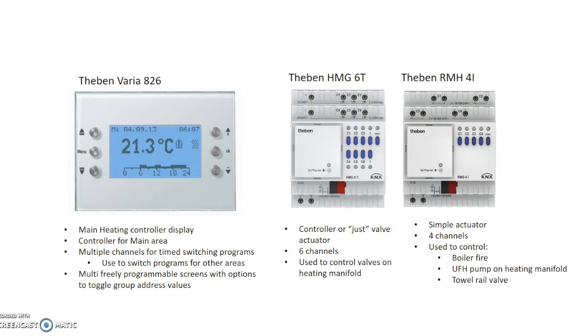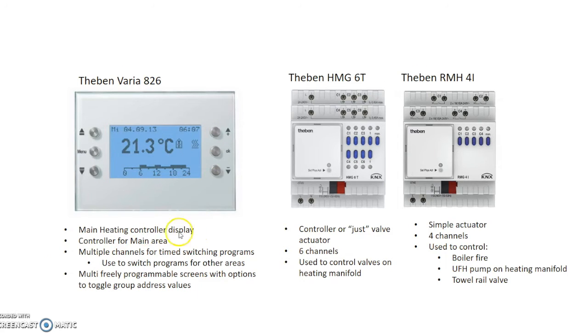So to dive straight into it, these are the products that I've got in the house at the moment. I've got a Theben Varia 826, which is a kind of heating controller. It shows the current heating, the timeline of heating, gives you a bit of information about the day and the time, and it shows whether the heating's on and what the status level of the heating is, and it gives you some basic controllers.